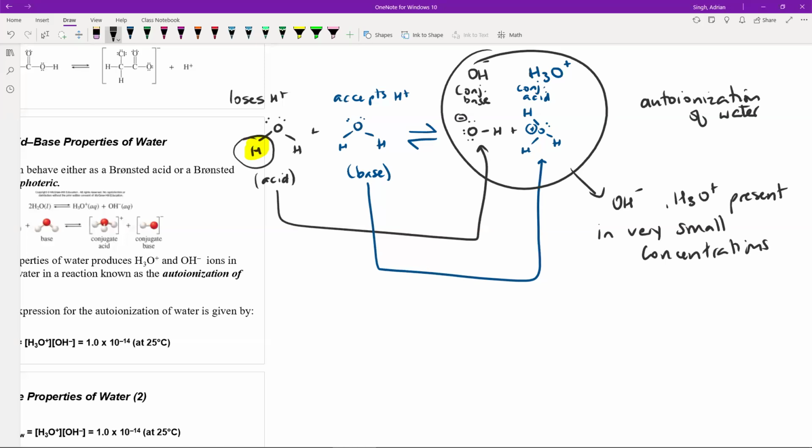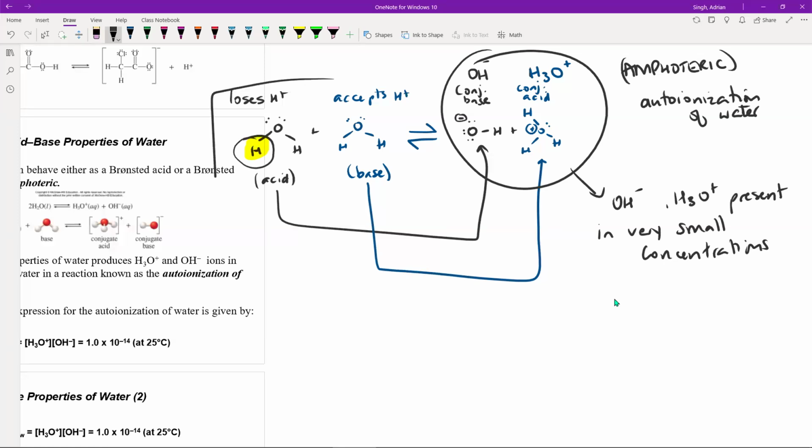Okay, so this is what happens in the case of water. Whenever you have water in something, it's going to act this way. Water itself is behaving as both an acid and a base, or either an acid or a base. They refer to it as an amphoteric species. It's something that can behave as both an acid and a base.